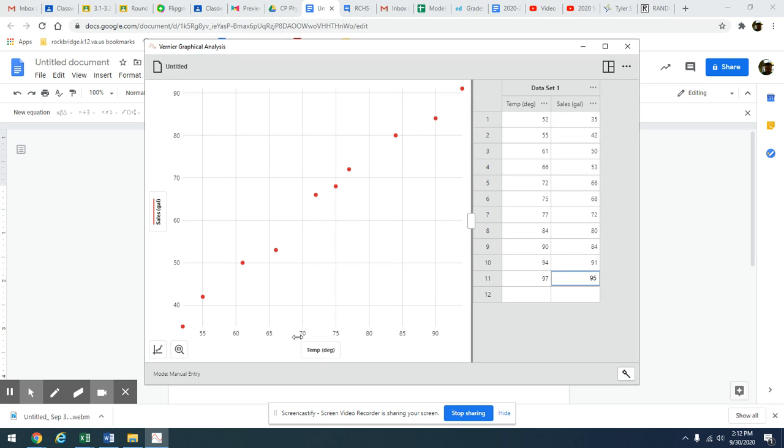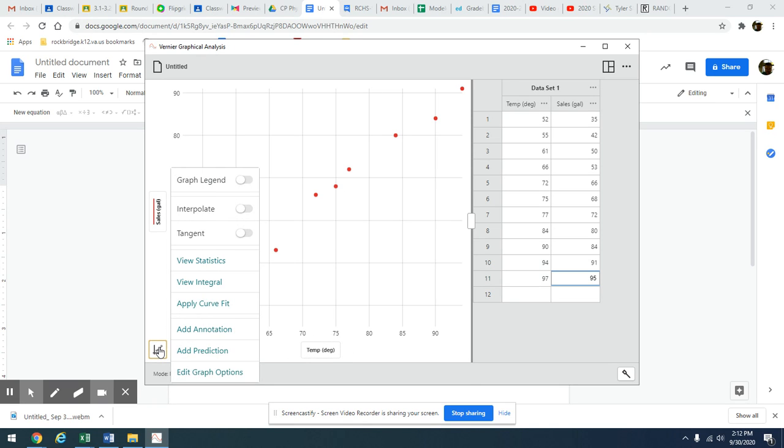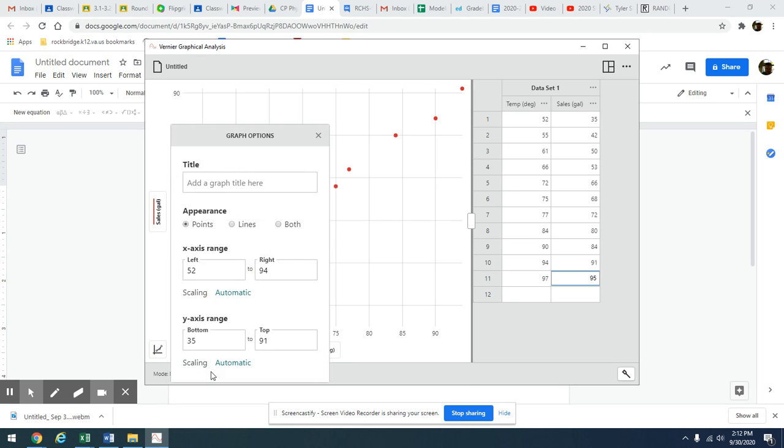All right, so I got those on there. Sales in gallons versus temperature in degrees. That'll be the title. So let's go edit graph options and put a title on here. Sales versus temperature.